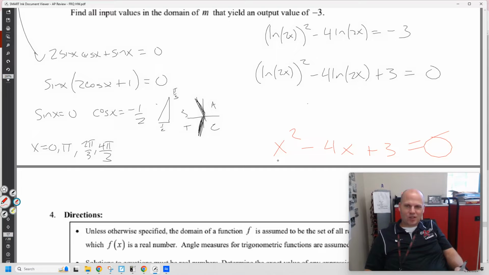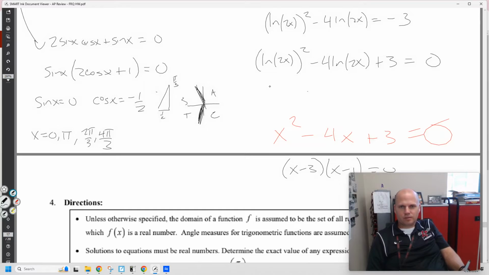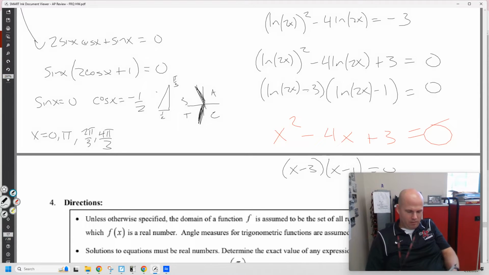If you were asked to solve this equation, what would you do? You'd factor it. That's what we got going on here. Great. So this is x minus 3, x minus 1. Great question. This is log 2x minus 3 times log 2x minus 1. When does that equal 0? Fascinating.